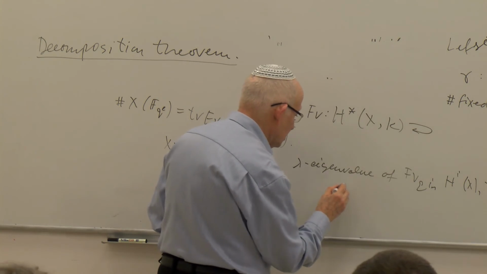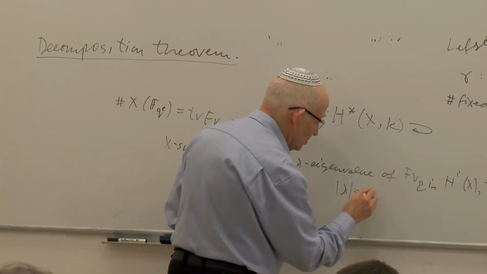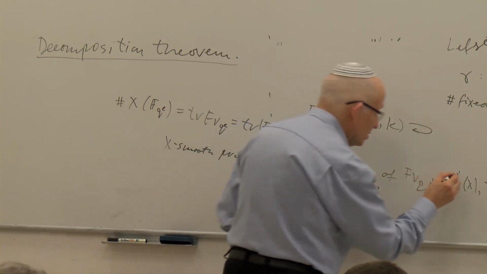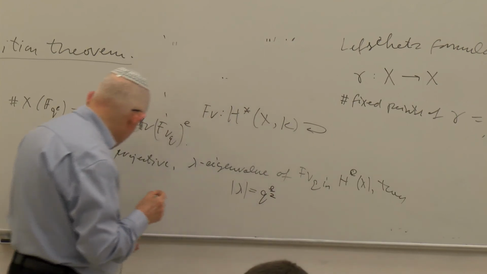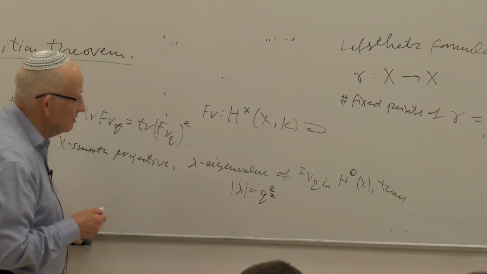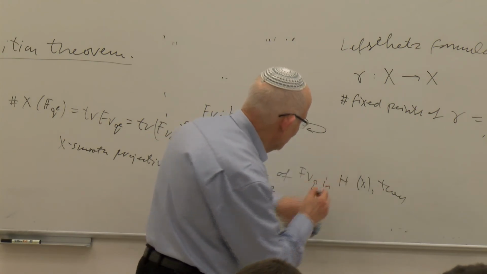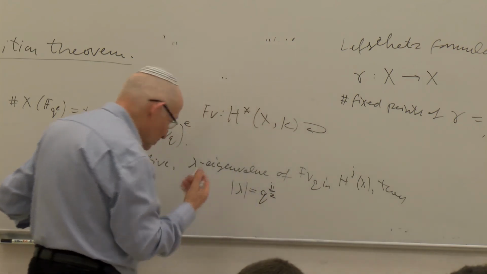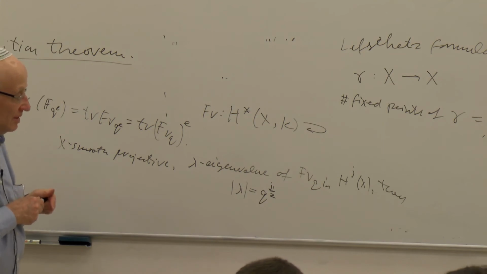then the absolute value of lambda is equal to q^{i/2}. That is not a good choice of letter after all. Doesn't matter. Okay, let's say j. So this was the second part. We will discuss this also.